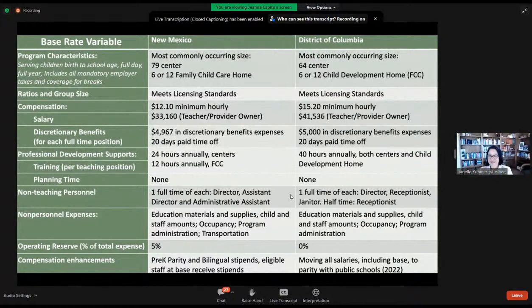I think Robin has her hand raised, so probably some point of clarification from Robin. Yeah, thank you. I think this is really helpful when we're thinking about California and we're thinking about parity with school districts' benefits.